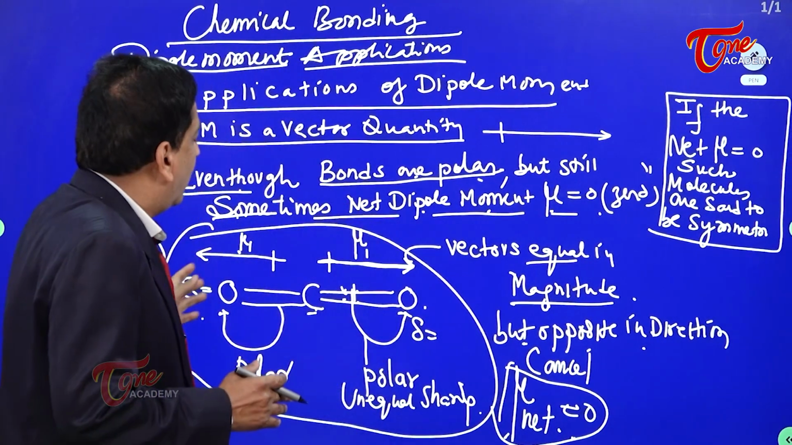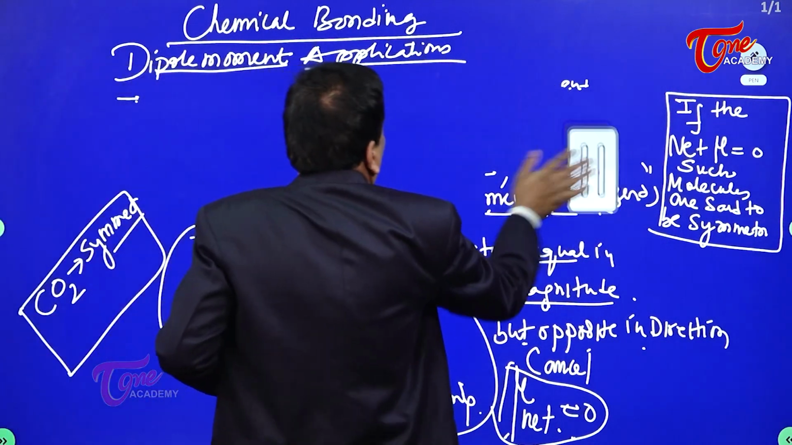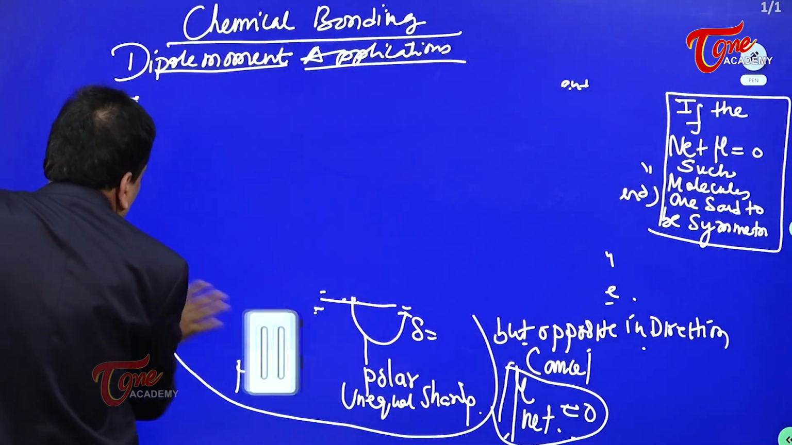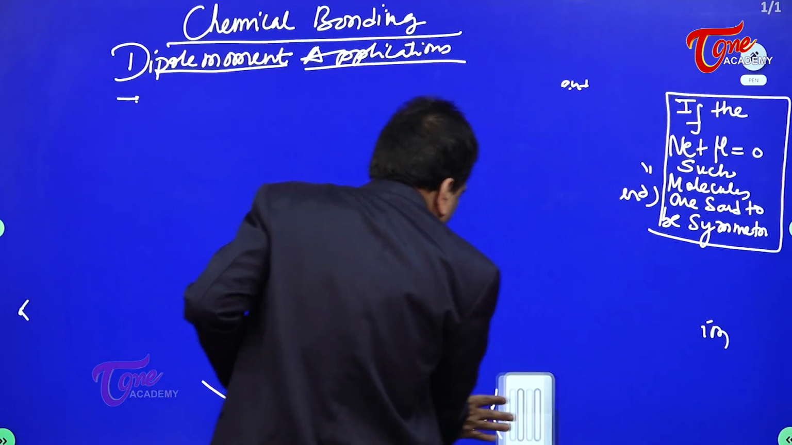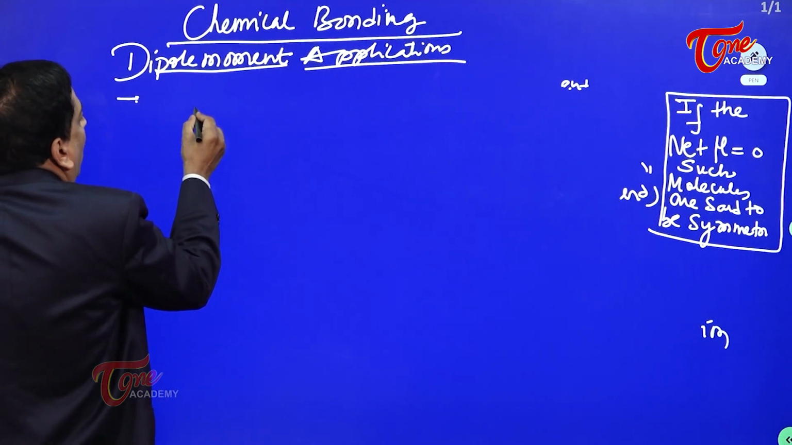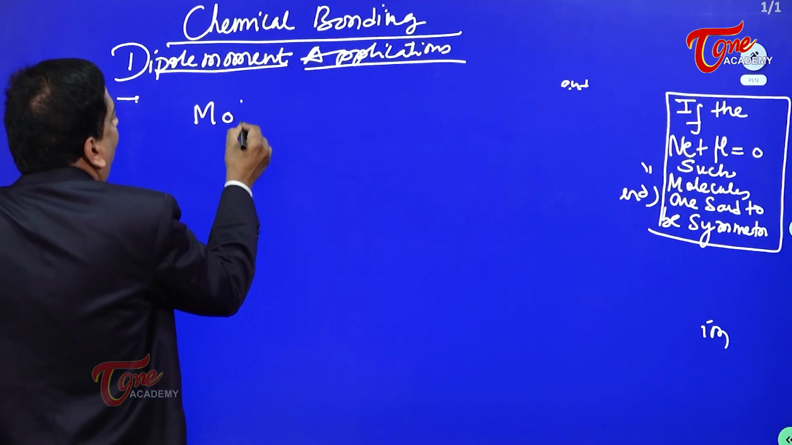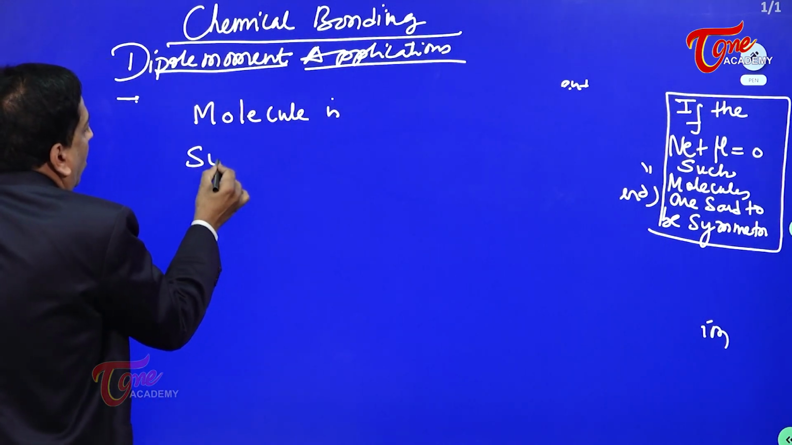Right. So let us write it properly. What do you mean by this? Watch carefully. What I meant is absolutely this. Look into this. To judge whether a molecule is symmetrical or not.